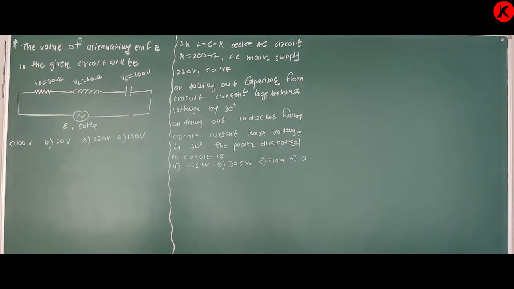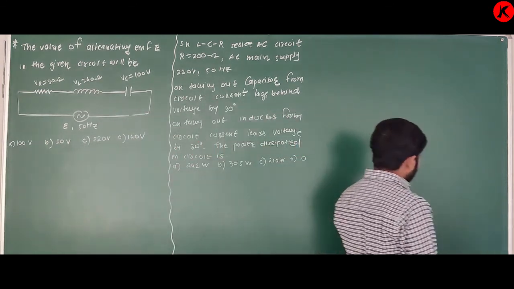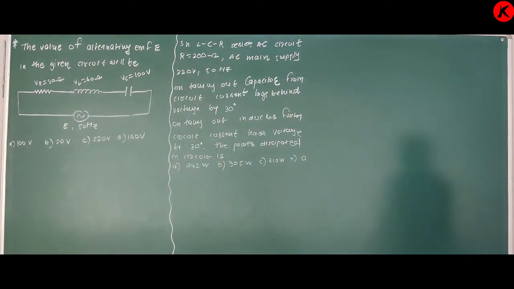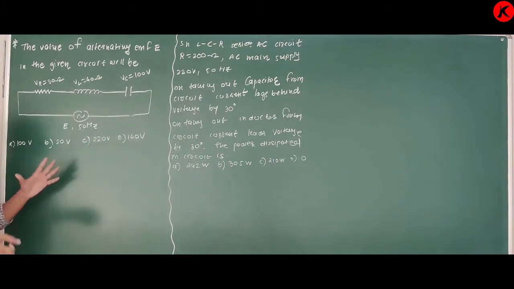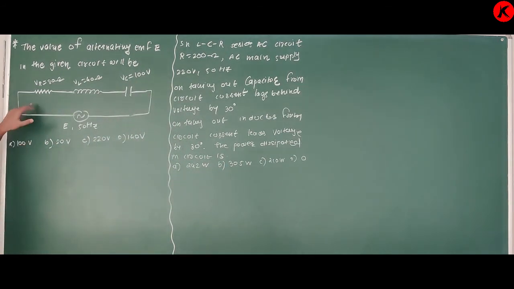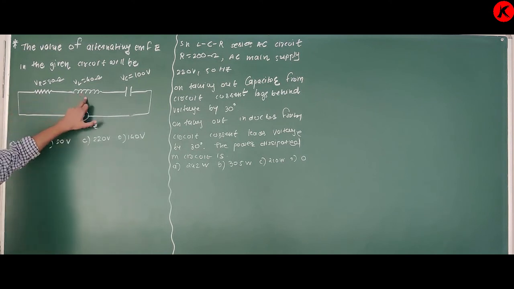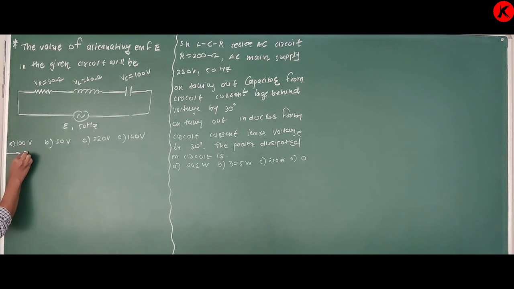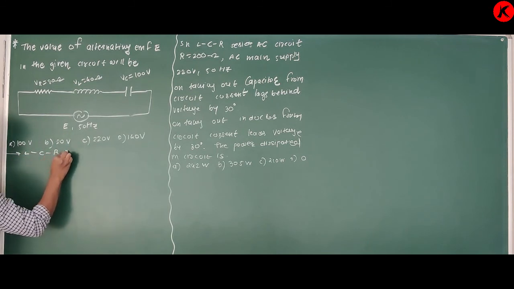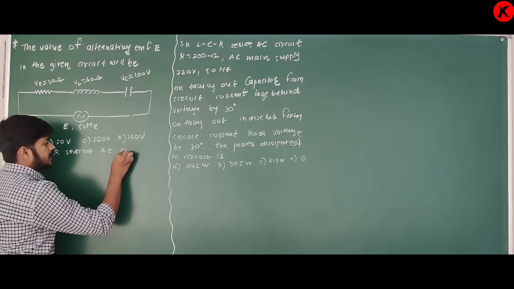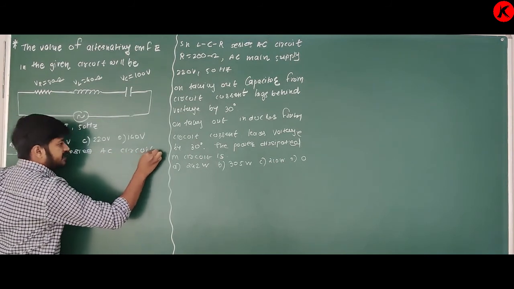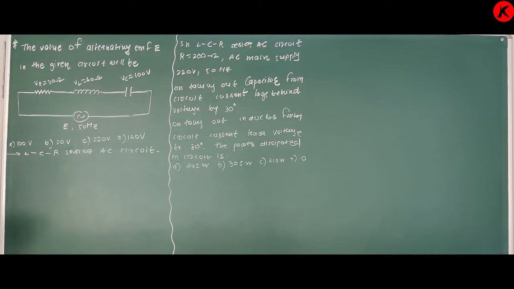Now next question. The value of alternating EMF E in the given circuit will be, and you are given one circuit only. What is the circuit? It is a resistor, inductor and capacitor, which means you are given an LCR series AC circuit.